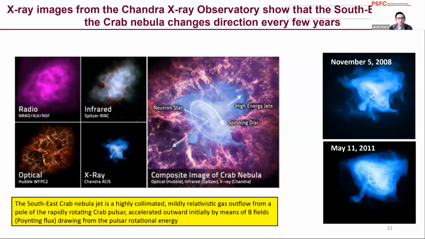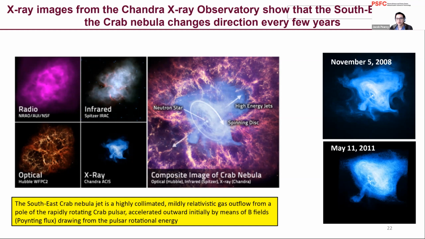Next slide. So here are some X-ray images from the Chandra X-ray Observatory showing that the southeast jet in the Crab Nebula changes direction over every few years. On the left here, there's this pretty composite image of the Crab Nebula over a variety of wavelengths. And the important wavelength region that we're interested in here is the X-ray, because that's what's actually showing the jet. So you can see at the center, we have the compact object, which in this case is a neutron star. And then a spinning accretion disk, and then going off either end of the accretion disk are these high energy jets.